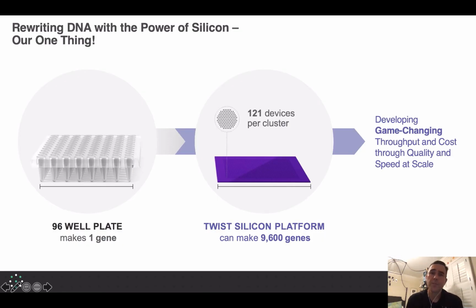I always say the best companies out there really understand the one thing that they're really good at. And for Twist, that's really to print DNA on silicon. So shown on this silicon chip, about the same size as a 96-well plate in the middle of the slide, is our Twist silicon platform where we can actually print up to 1 million individual oligos up to even 300 base pairs in length. And so basically it's a fantastic technology for us to make highly diverse pools of individual oligos. And we use these oligos to make all kinds of custom DNA products.